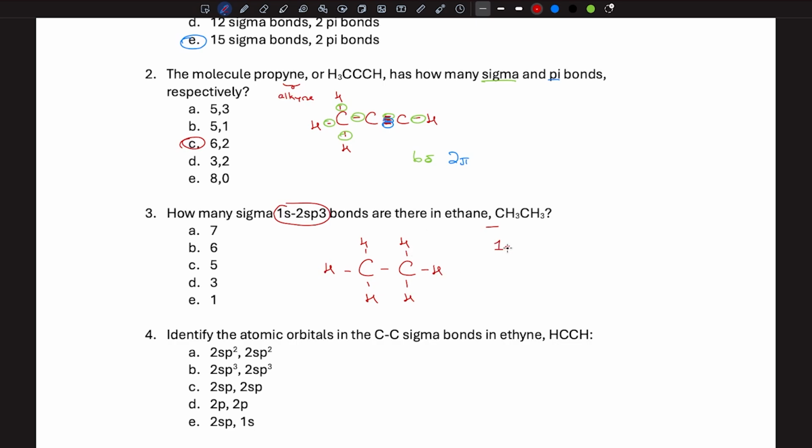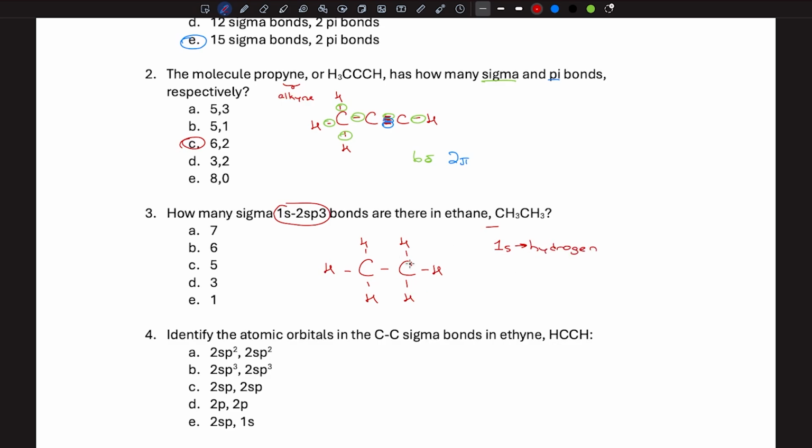Well, 1s refers to the type of orbital that one of the atoms has, and it's kind of your job to figure that out. Well, carbon will not have a bonding 1s orbital because all these carbons are going to be hybridized. And so this 1s orbital belongs to hydrogen.